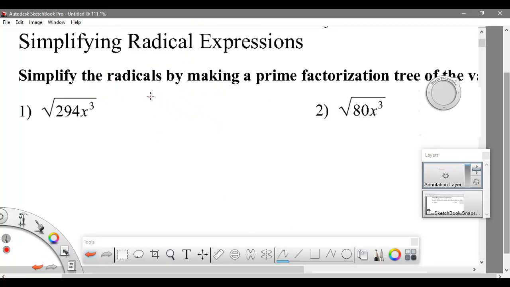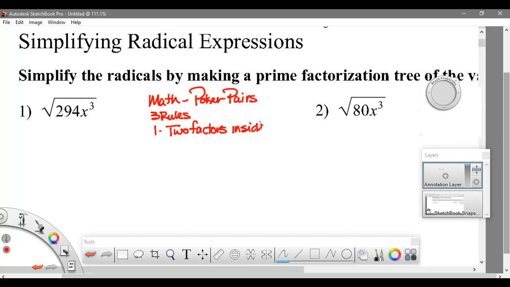All right, so we're going to play a little math game here, and it's called poker pairs. No, we're not using playing cards. We're going to be using numbers. So anyway, there's going to be 3 rules to this, and the rules are pretty simple. The first rule is if there's 2 factors on the inside of the radical, they call it the radicand, then 1 factor can come out. So that's the idea of the pairs. If you have a pair inside, one of those 2 can come out.